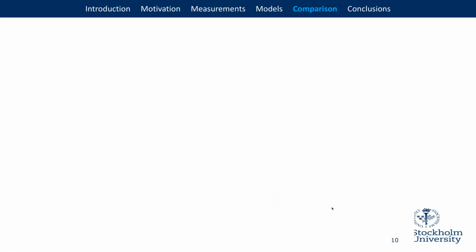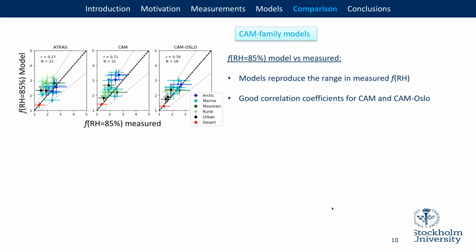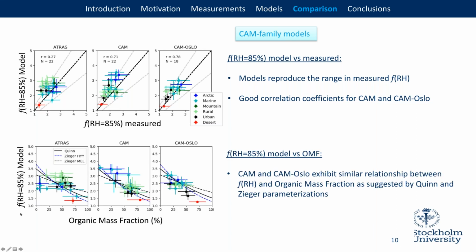So I will show this for the 3 sets of models. First we've got CAM family models, where if we show the model versus the measured F of RH, we can see that the models reproduce the range in measured F of RH, and there's a good correlation coefficient, mostly for CAM and CAM Oslo. And when we compare the model F of RH versus the organic mass fraction, we find that CAM and CAM Oslo exhibit a similar relationship between these 2 quantities, as suggested by our parameterizations from Keane and Seeger.